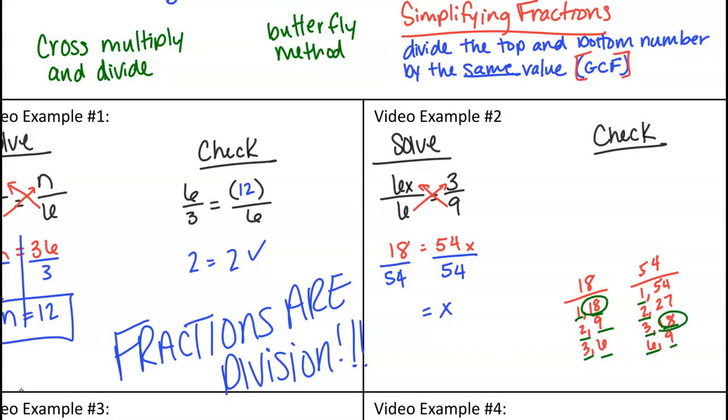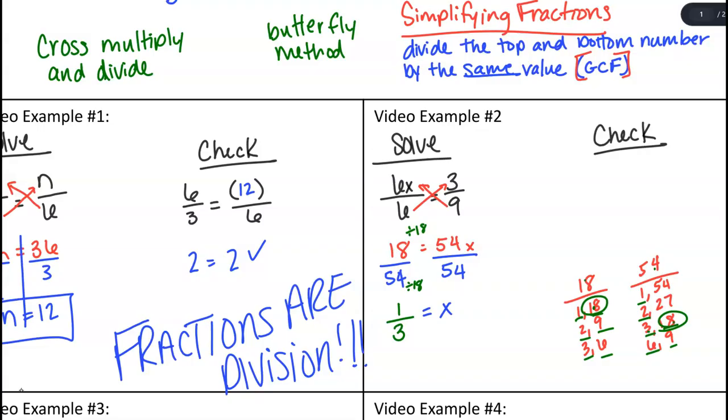So to simplify this fraction, we're going to divide by 18. And if you did this cool factor list, you already know the answer to this problem. 18 divided by 18 is 1. 54 divided by 18 is 3. Or you can use a handy dandy calculator.